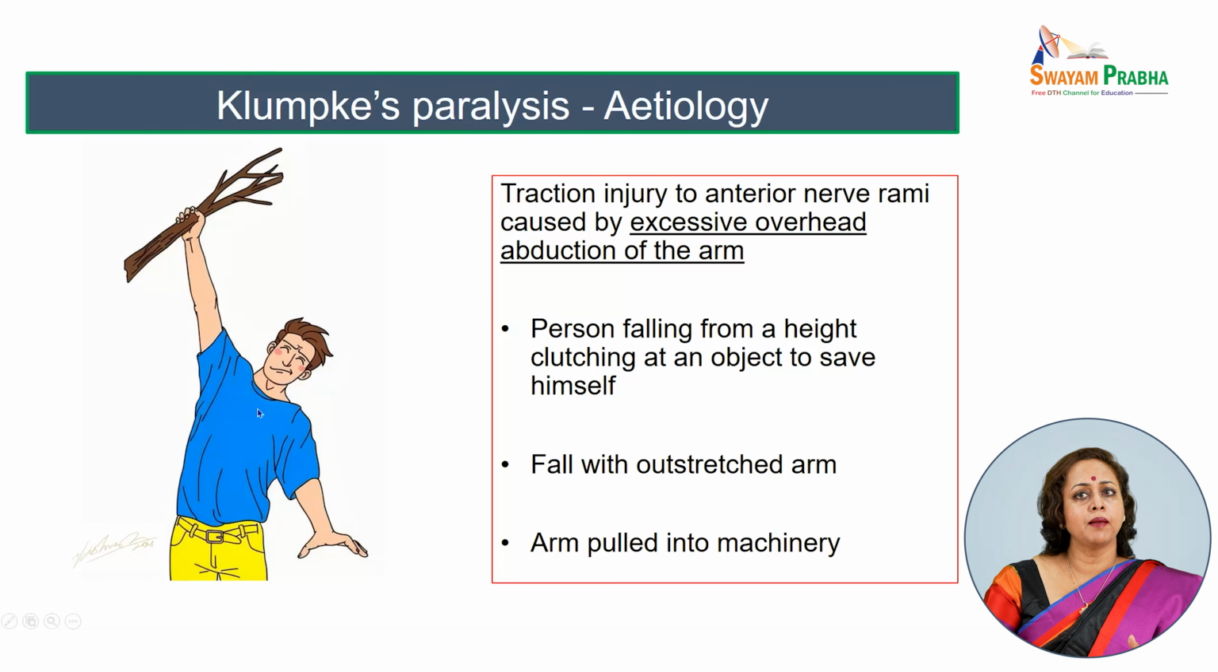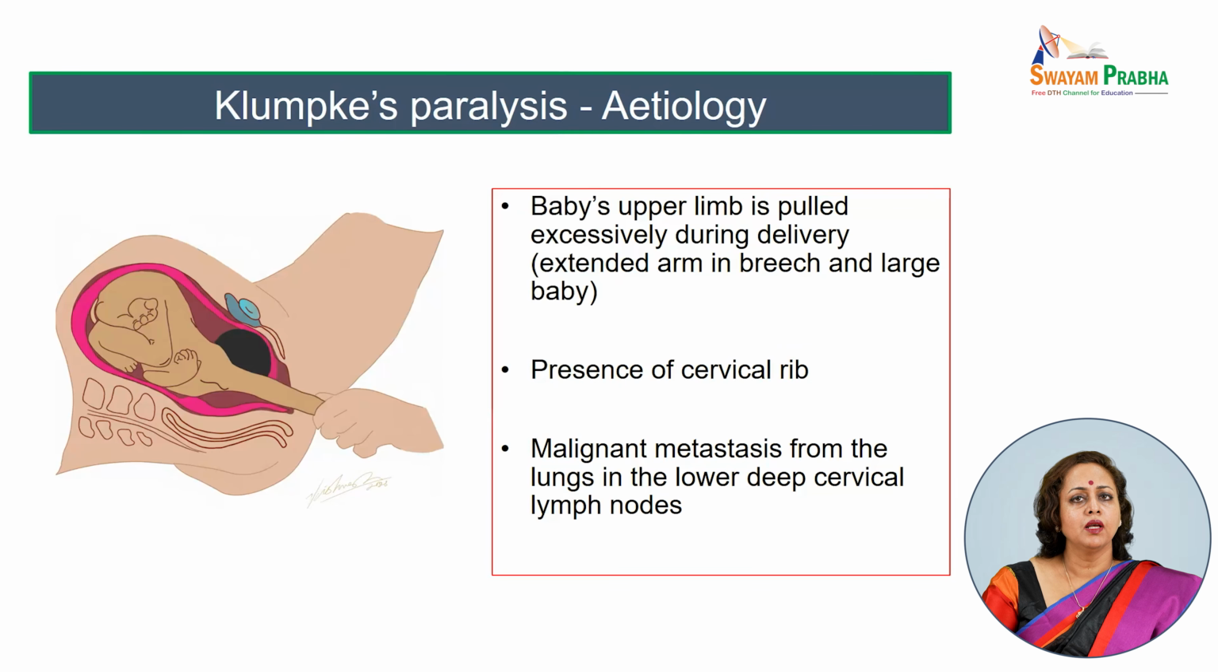Another example could be this: a factory worker working in machinery where his arm gets pulled into the rollers of the machinery. That will also be a similar type of injury. Another example is here. Can you see this? It's a large baby, difficult labor, and there's a hand presentation. When the doctor is trying to deliver this baby and pulling the hand, there is again hyperabduction or overhead abduction of the right arm at the shoulder joint.